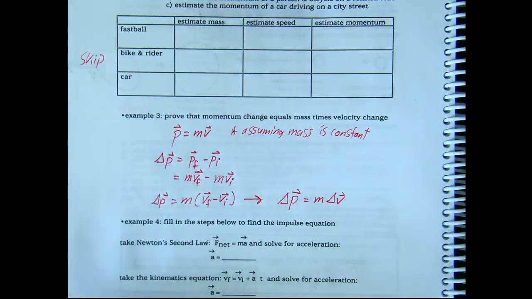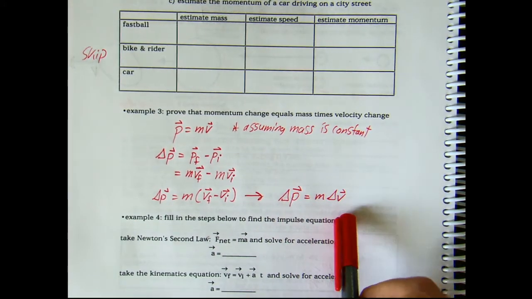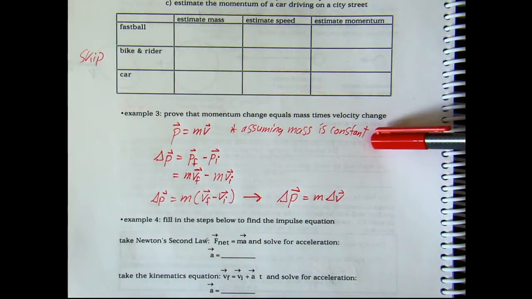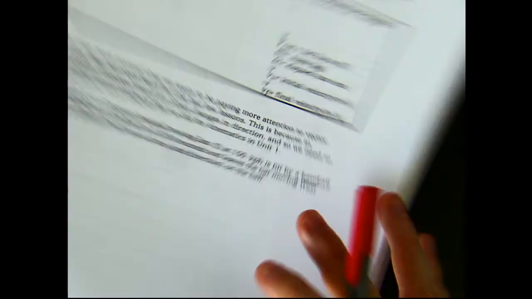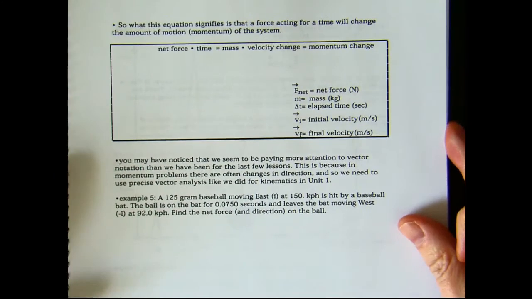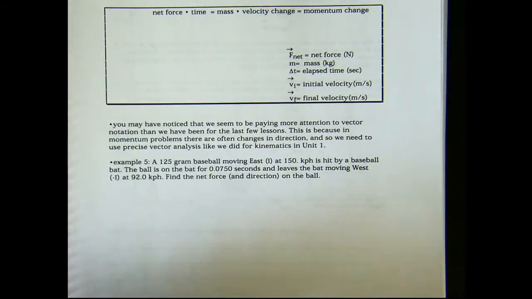And this is going to become a little bit more difficult to deal with when we start looking at 2 dimensions, but that's okay. So we've got this idea that a change in momentum is equal to my mass times my change in velocity, assuming my mass is constant. It won't always be, but we're going to operate under that assumption for the time being. And we're going to jump ahead and look at this idea.